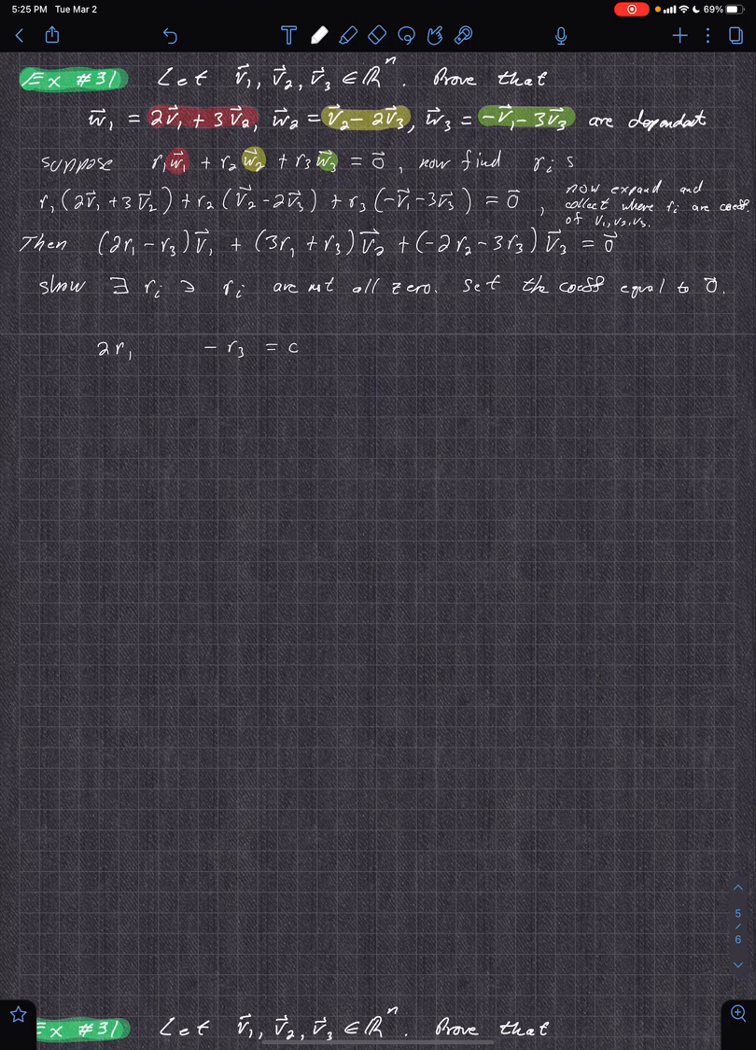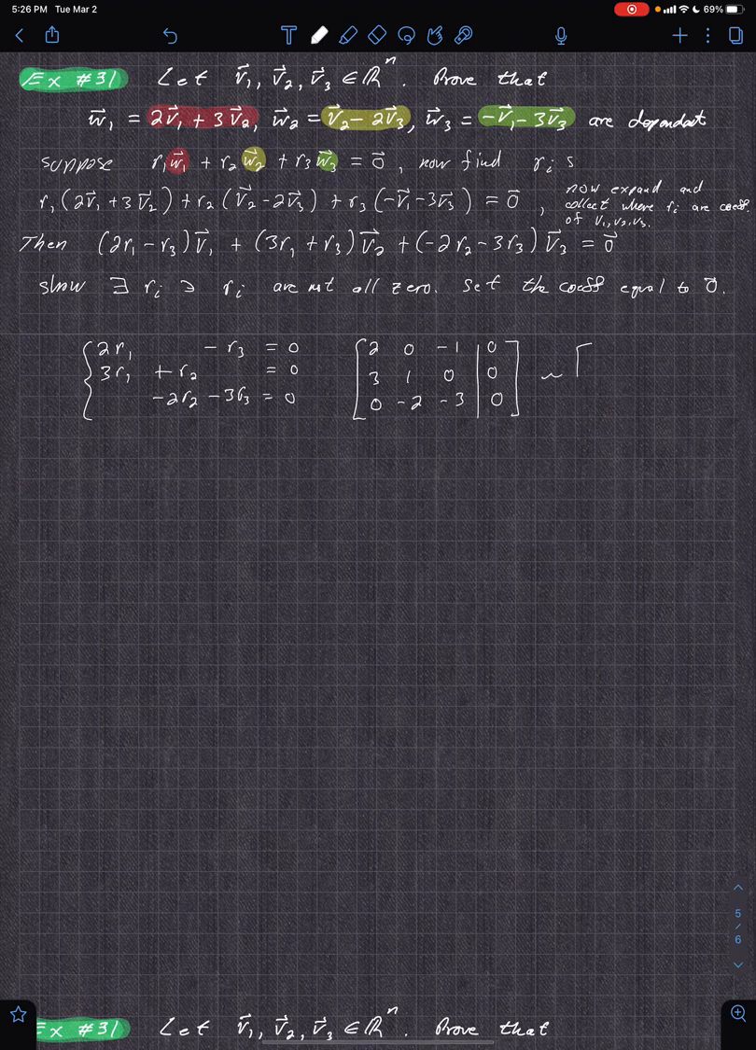and I went ahead and wrote this out, expanded kind of like this, and then 3R1 plus R2, and then negative 2R2 minus 3R3. So write this down in a matrix and row reduce. And what you'll see is you get a row to 0 out.